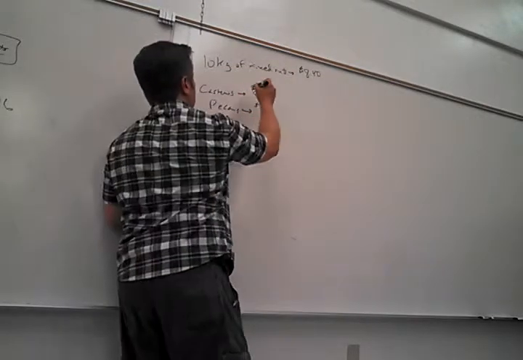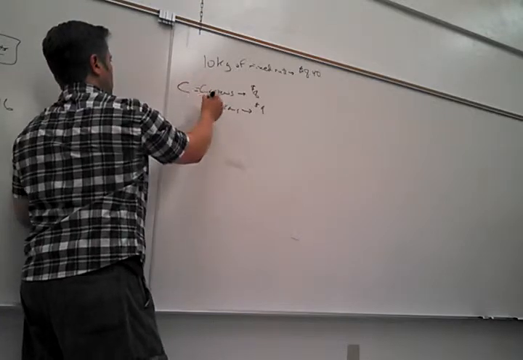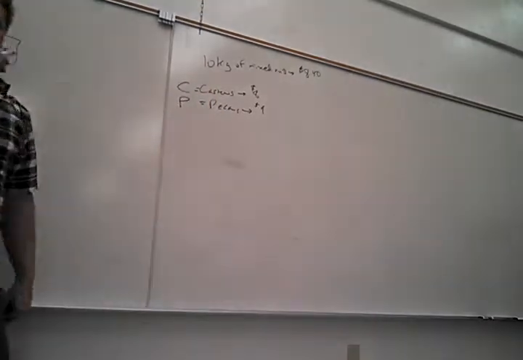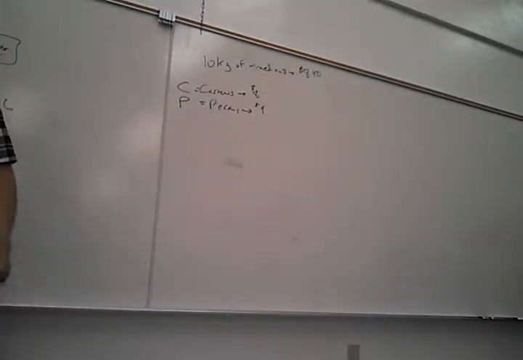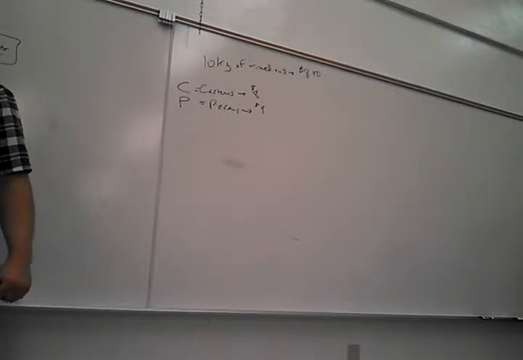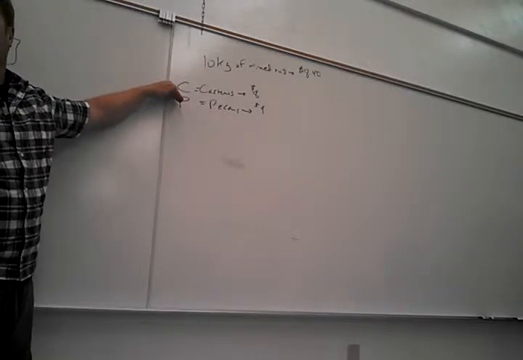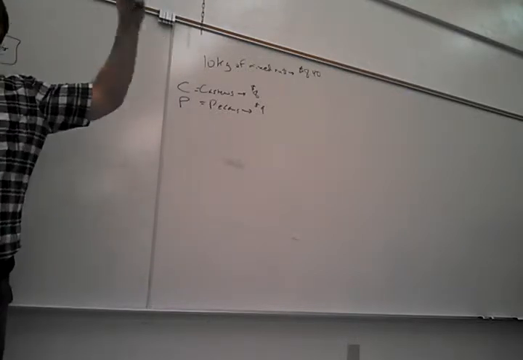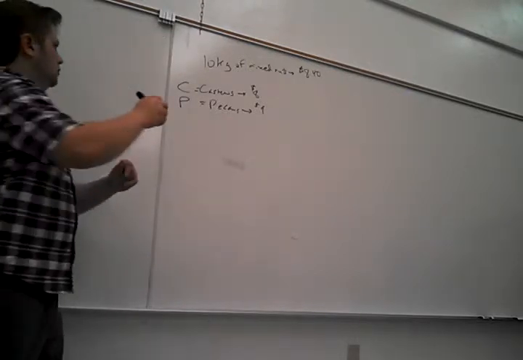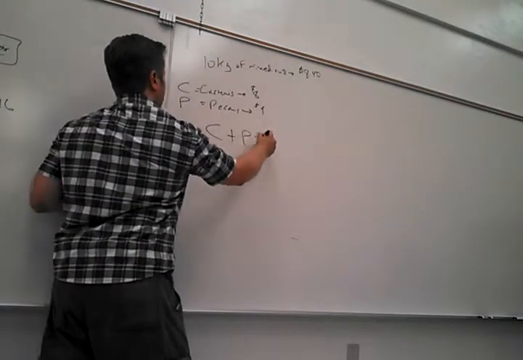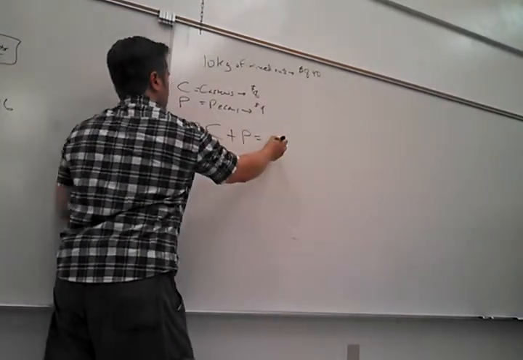So the number of cashews I'm going to call, incredibly enough, C and P for pecans. Do we really need that 10 kilograms? We do. Because what's the first equation going to be? I know that however many kilograms of cashews I have and however many kilograms of pecans I have make 10. So there's my total equation. That's right. So the cashews plus the pecans must be 10.